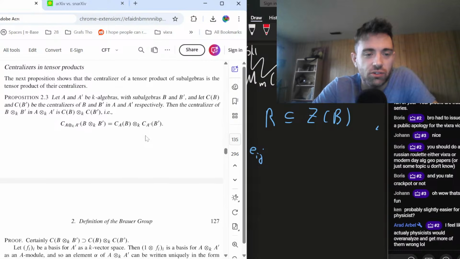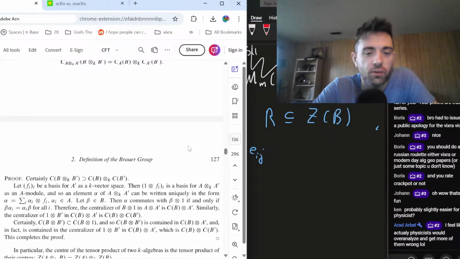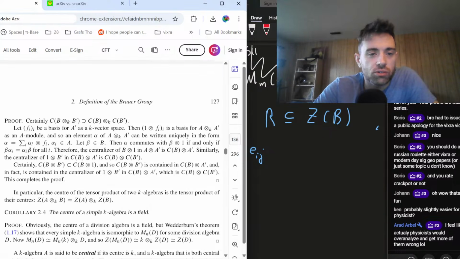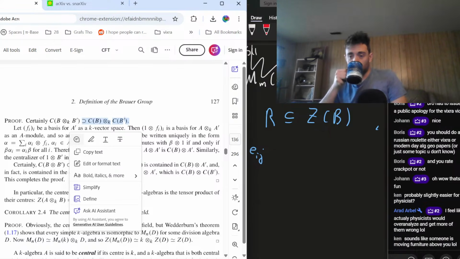Okay, centralizers in tensor products. We've got two k-algebras with B subalgebras. We look at the centralizers of those, and then the centralizer of the tensor product should be the tensor product of the centralizers. Don't you just love it when that kind of thing works out? So certainly this will be true. Yes.